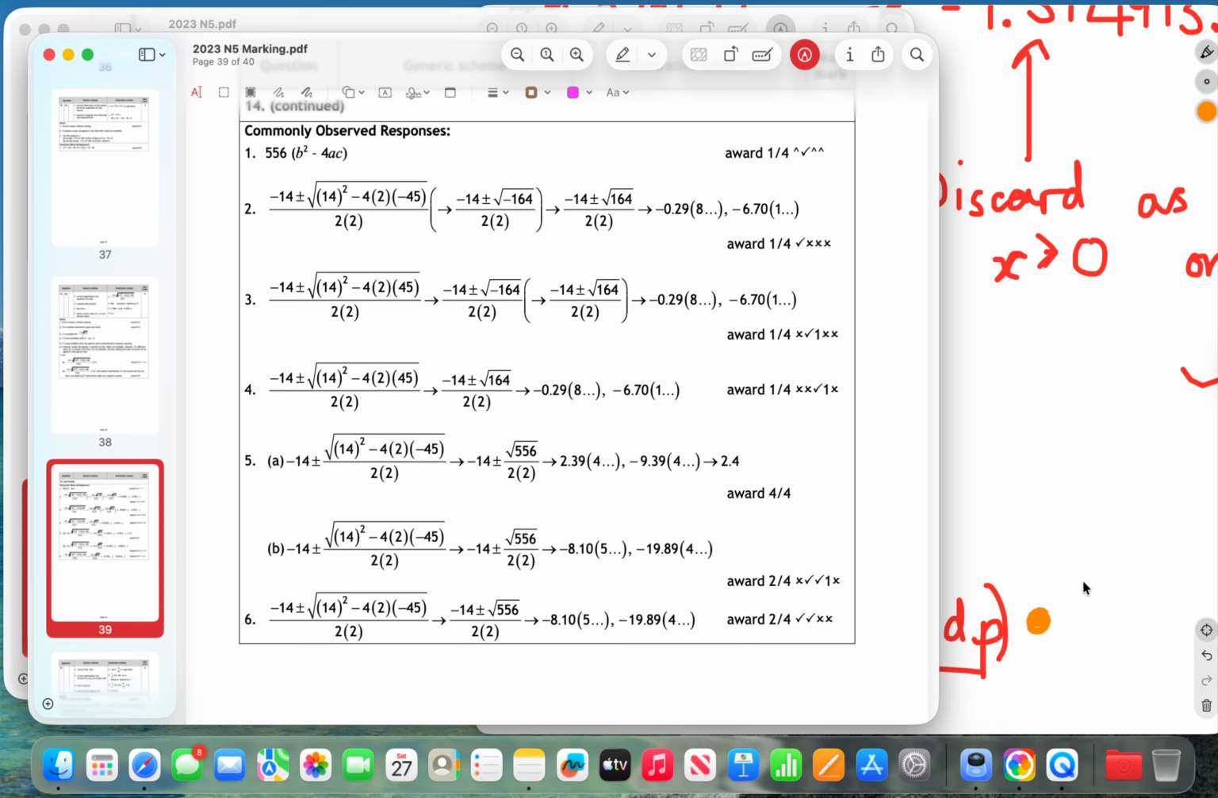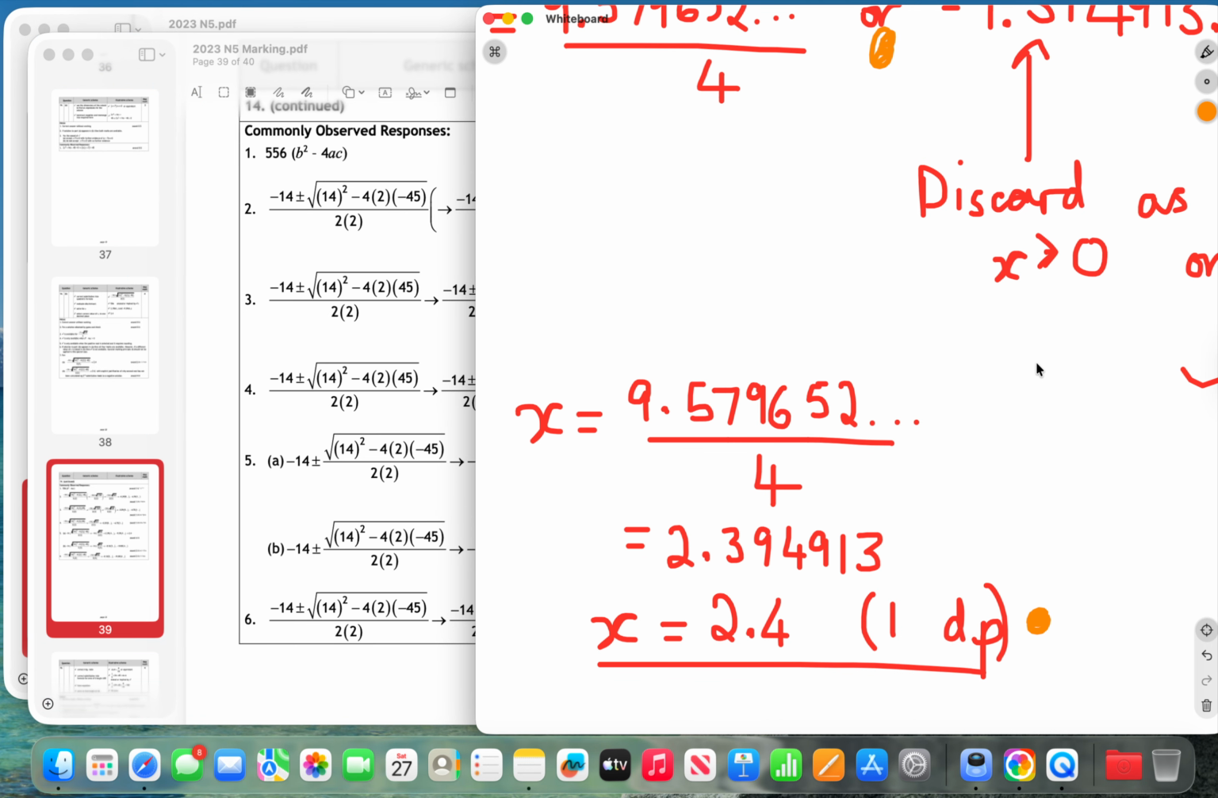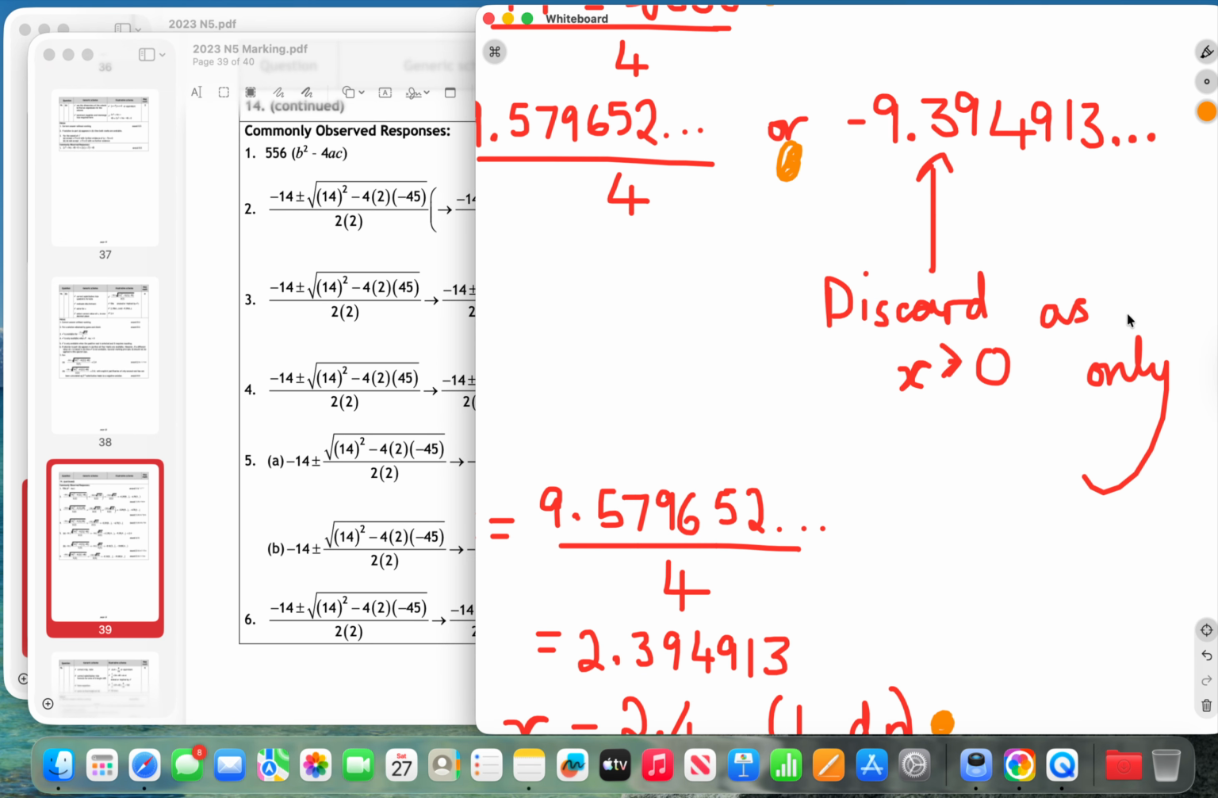And yeah, most of the issues seem to revolve around either messing up the signs or forgetting to discard the negative value.